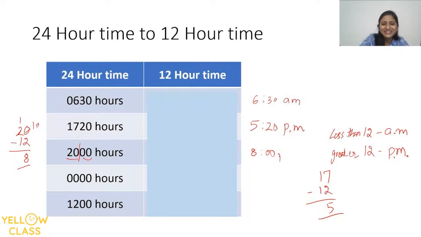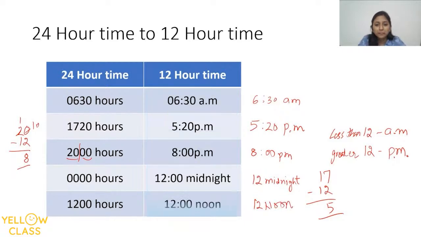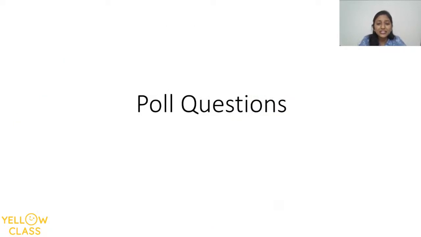Yes, absolutely right. Okay, now 0000 hours, what will it be? Now this everybody is able to remember. It is 12 midnight. And what is 1200 hours? It is 12 noon. I'm asking this again and again so that you are very clear about 12 noon and 12 midnight. All right. Okay, that's good. And now the time for the poll questions.